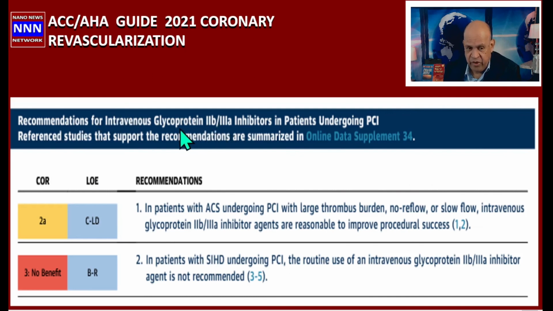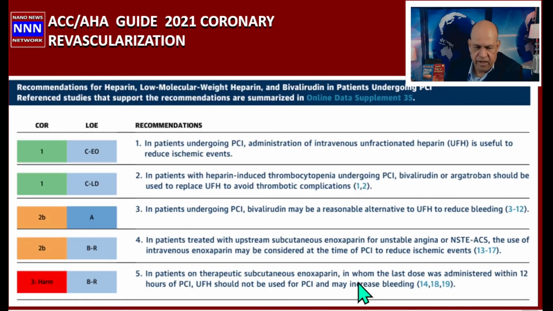Glycoprotein 2B3A inhibitors, it's a class 2A indication, and there's no benefit in patients with SIHD undergoing PCI, the routine use of intravenous glycoprotein 2B3A inhibitor. So keep that in mind.